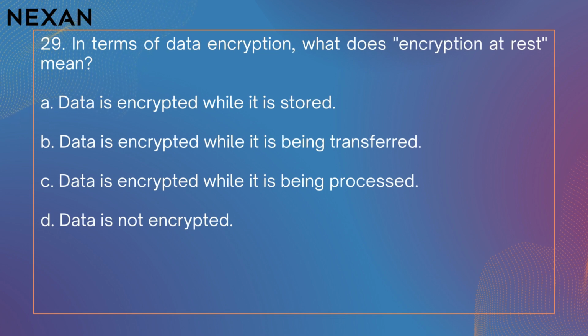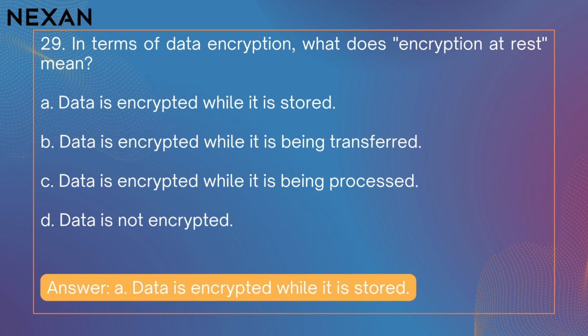29. In terms of data encryption, what does encryption at rest mean? A. Data is encrypted while it is stored. B. Data is encrypted while it is being transferred. C. Data is encrypted while it is being processed. D. Data is not encrypted. Answer A. Data is encrypted while it is stored.